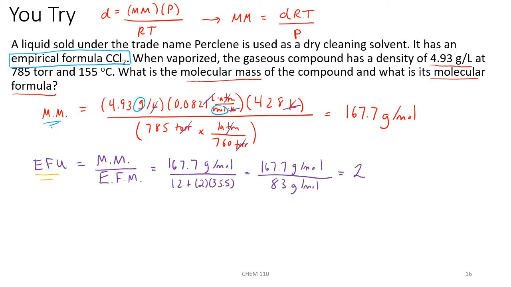So starting with our empirical formula, CCl2, we now take 2 and we multiply it through to everything within the empirical formula. So our true molecular formula for this compound should be C2Cl4.